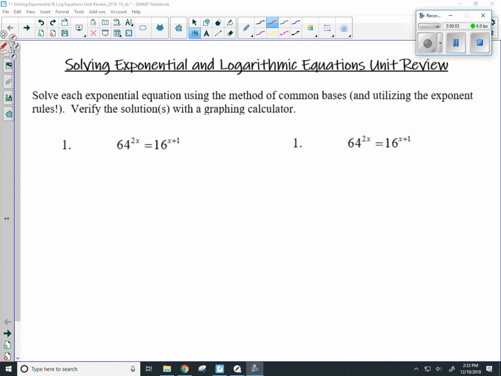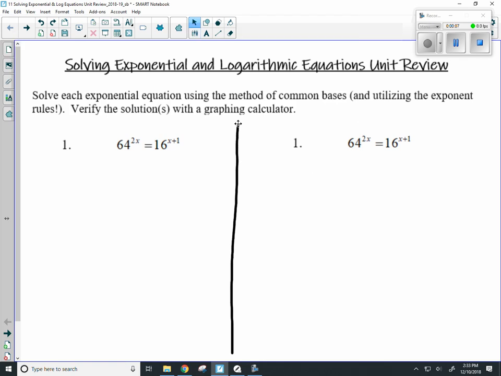For this first one on the unit review, there's actually two different ways you can solve this one. But essentially what you're trying to do is get both sides of the equation to have the same base. So if you look at the first option that I have here, 64 is 4 to the third, and there was already a 2x up there, so we're going to multiply those together. And then 16 is 4 squared.